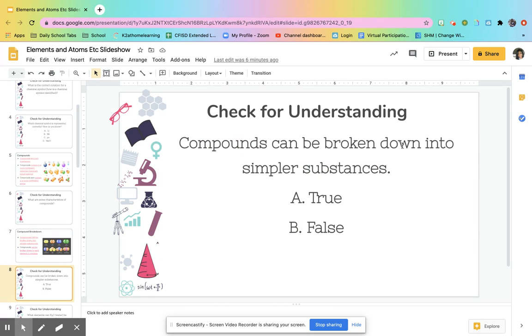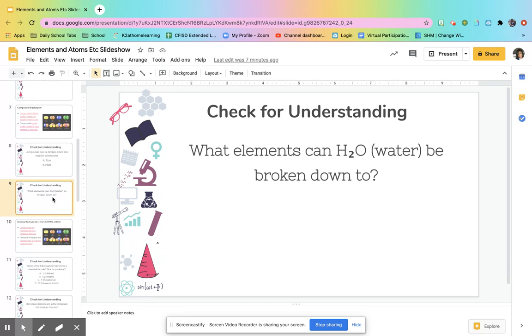Compounds can be broken down into simpler substances. True or false? Answer this question in your notebook. The next question I want you guys to answer: what elements can H2O be broken down to? So what two elements are in this compound?